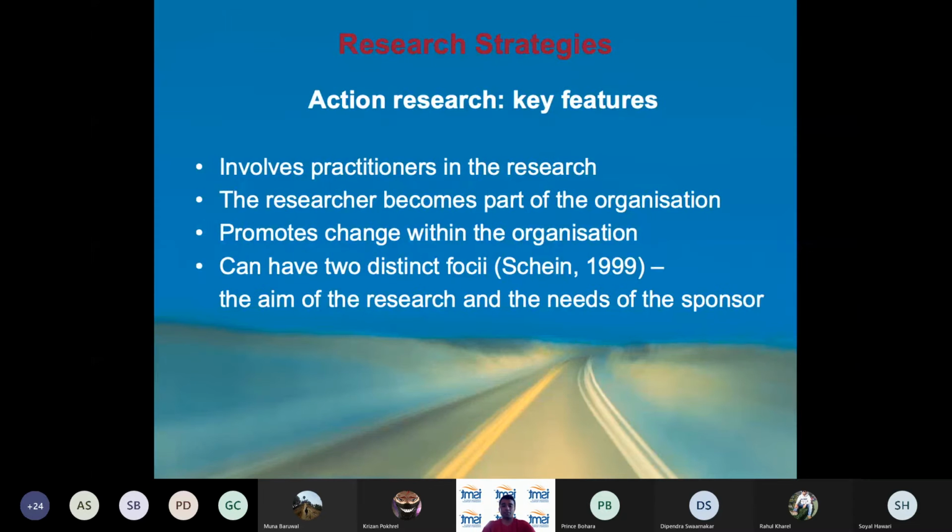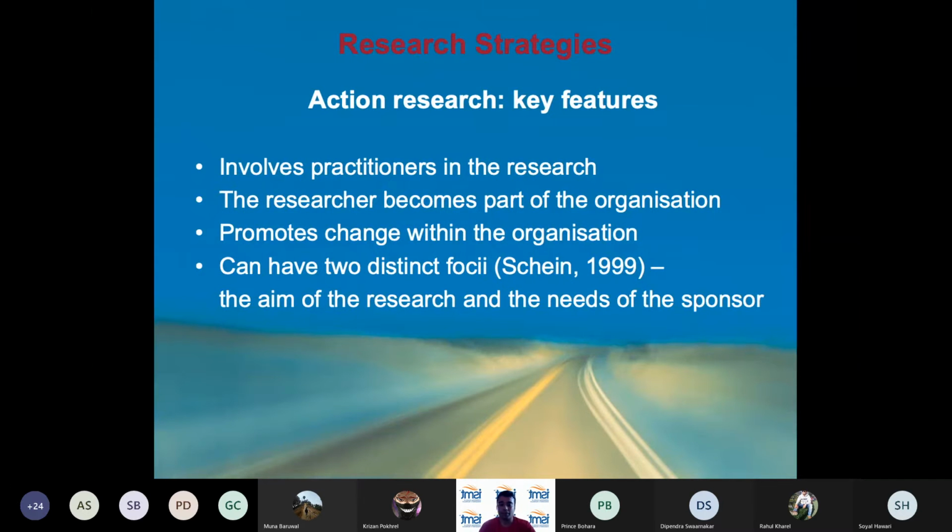So action research involves the practitioner in the research. The researcher becomes part of the organization and promotes change. So basically, what action research means nowadays is, if an organization thinks that there should be two things while doing action research: implementation of organizational change in an institution. If there is something like that, then what will be the effect of the research outcome in that particular context? Okay, the outcome of the research will be immediately applicable for that particular context.